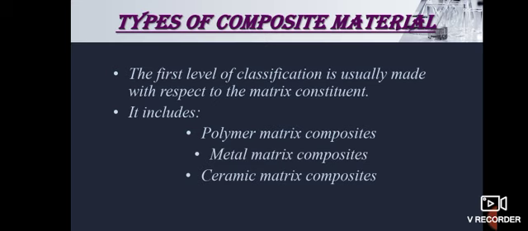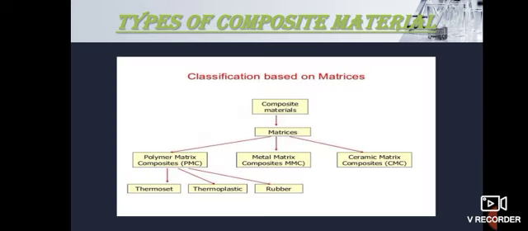Here I will discuss the types of composite material on the basis of matrix constituents. The first level of classification is usually made with respect to matrix constituents. It includes polymer matrix composites, metal matrix composites, and ceramic matrix composites. Here is the flow chart of composite material on the basis of matrices.